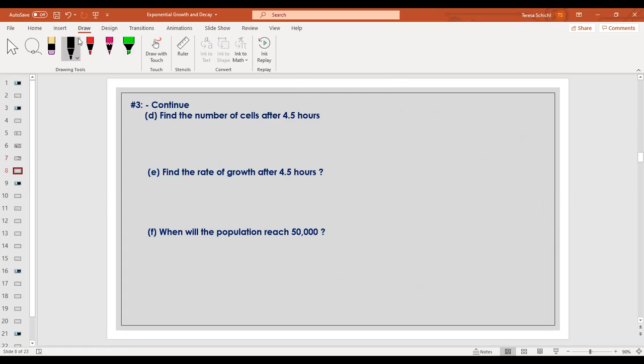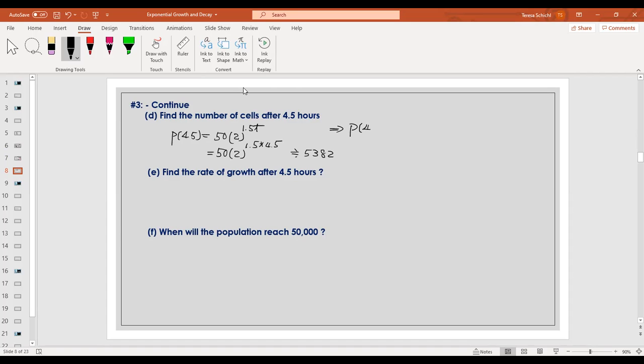So let's see here. The next problem continues from the previous one. It said to find the number of cells after 4.5 hours. All right, so that means I'm looking for P(4.5), right? So it's 50. I know that the formula is 2^(1.5t), right? So you see now why you like that nice formula here, right? So this is 50 and this is 2. This is 1.5 times 4.5, and you will get about 5,382.